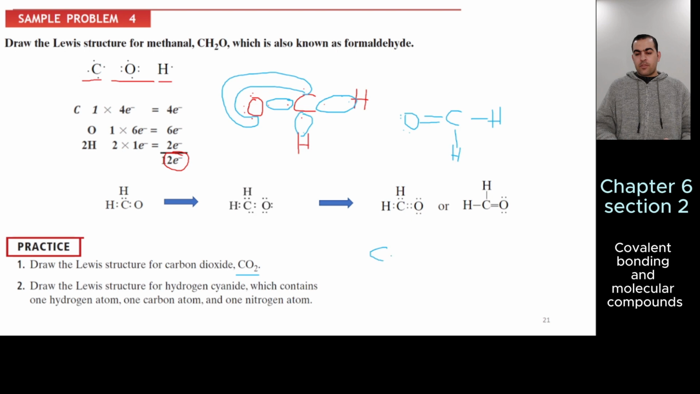For CO2, which one is central? Carbon is central. And we have 2 oxygens, they surround the carbon. Each oxygen has 6 valence electrons. These two make a bond. Carbon must make 4 bonds. Each oxygen can make 2 bonds. Okay, done. This oxygen, these two make a bond, and these two make a bond.